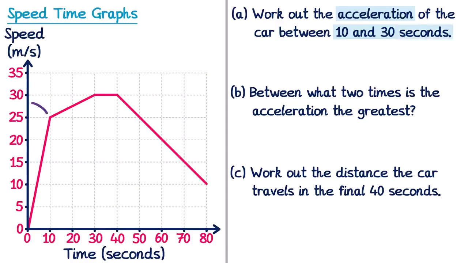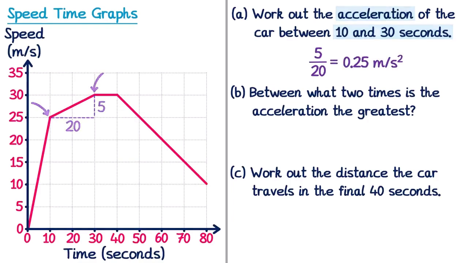So at 10 seconds the graph is here, and 30 seconds the graph is here. So the gradient triangle would look something like this. The change in x goes from 10 to 30, so that's a change of 20, and the change in y goes from 25 to 30, so that's a change of 5. We then do the change in y divided by the change in x, so 5 divided by 20, which is the same as 0.25. So the answer to this one would be 0.25 meters per second squared.